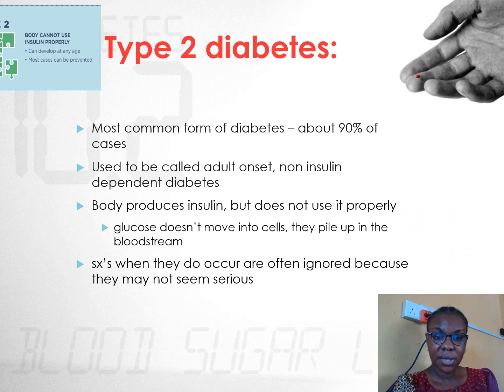So type 2 diabetes, usually this can develop at any age. But the problem with this condition is that the body cannot use insulin properly. Most of the cases of type 2 diabetes mellitus can be prevented, and it's about 90% of all cases of type 2 diabetes. It used to be called adult onset or non-insulin diabetes mellitus, but now it's just type 2 because sometimes it's not an adult that will have that, it could be a young adult. Now the body produces insulin, but the body does not use it properly. So glucose does not move into cells, they just pile up in the bloodstream.